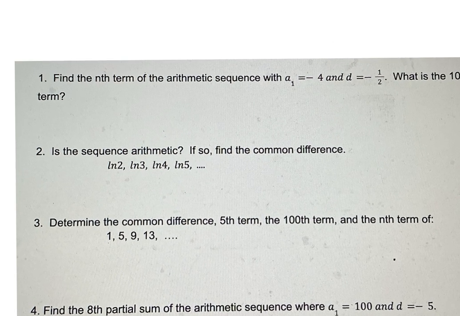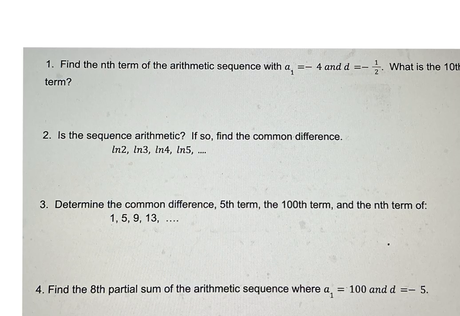This is a review video for test 25. First question, find the nth term of the sequence, arithmetic sequence. And then what is the 10th term given, these two things right here.